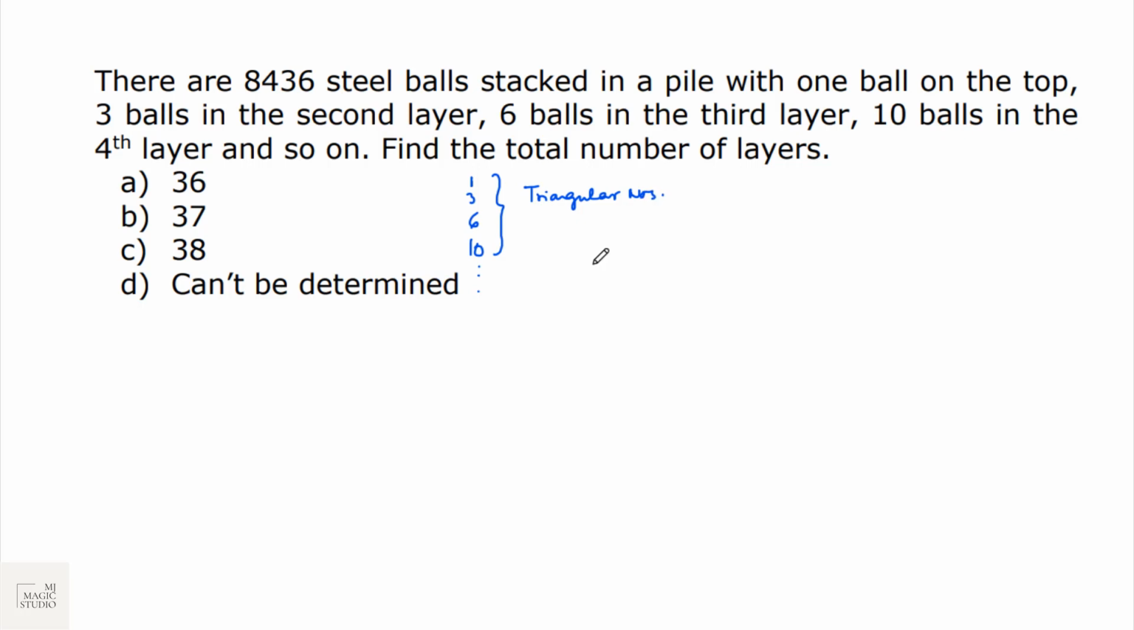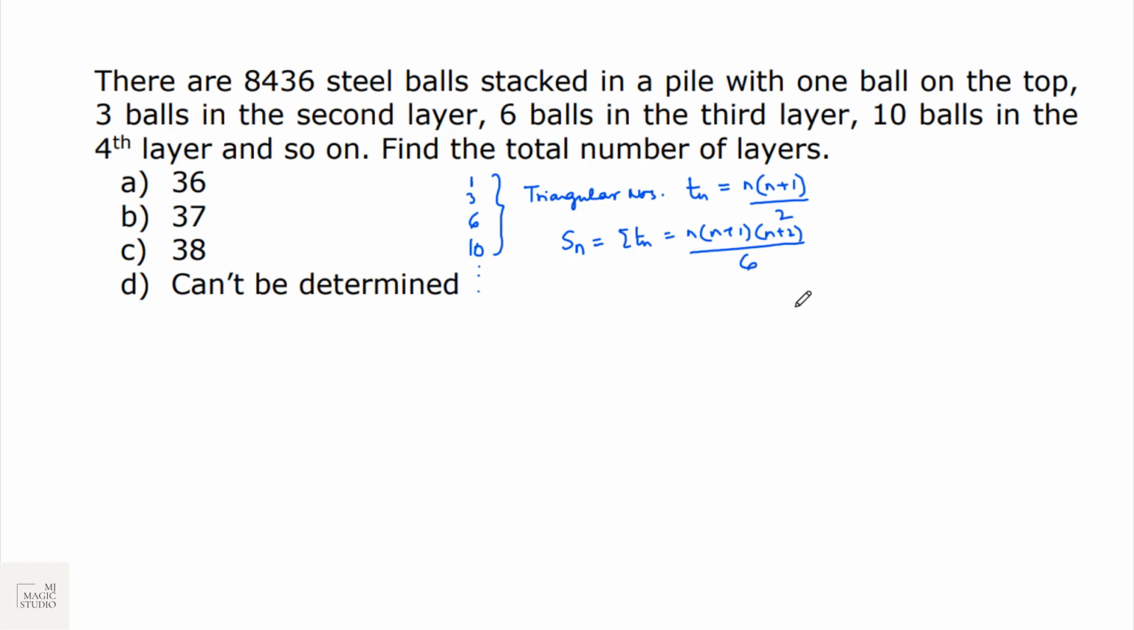You will see one episode recorded on triangular numbers. Go through it. In case of triangular numbers, any term is given by n into n plus 1 by 2. So if n is 1, it is 1 into 2 by 2 is 1, 2 into 3 by 2 is 3, and so on. The sum of triangular numbers till n terms is given by summation of tn, which is n into n plus 1 into n plus 2 by 6.